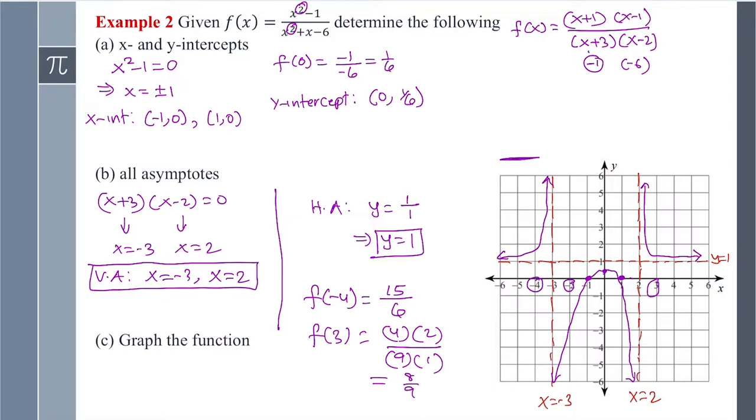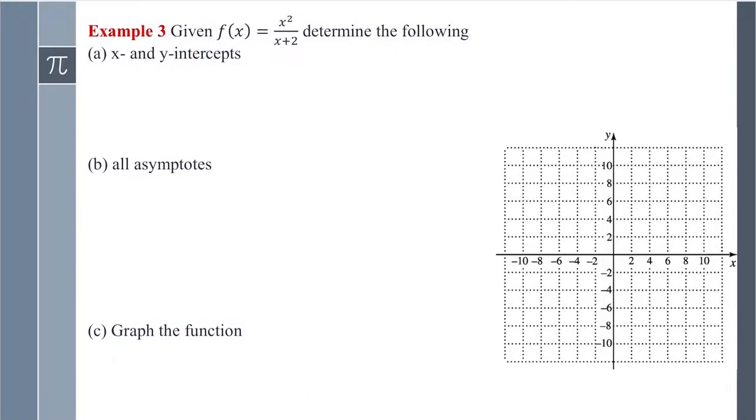Okay, so that's how the graph of this function looks. Let's look at one more example here. Again, to find the x-intercept, we just take the numerator and set it equal to 0. So x squared equals 0. We get x equals 0. So the x-intercept is (0, 0).